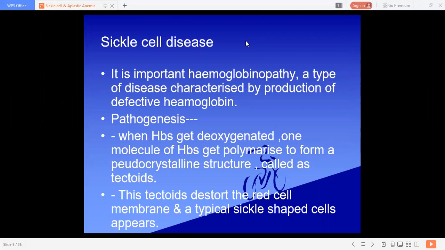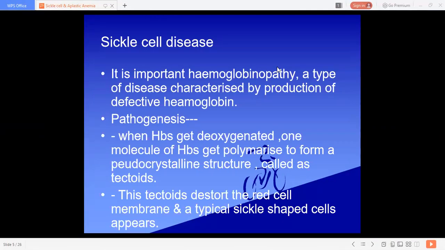Now, sickle cell disease. What is sickle cell disease? It is an important hemoglobinopathy, a type of disease which is characterized by production of defective hemoglobin.